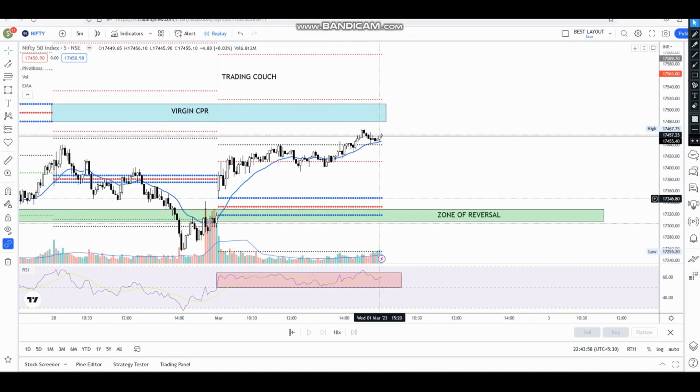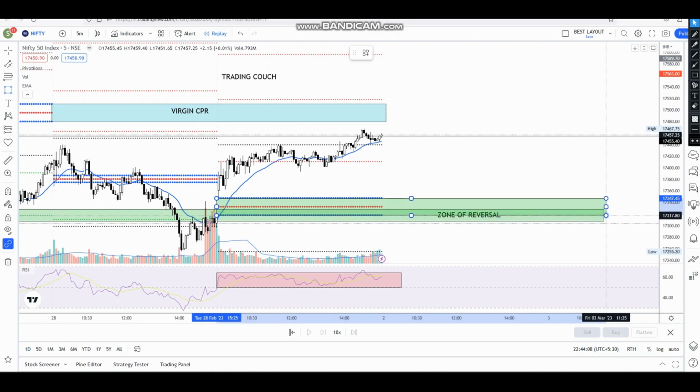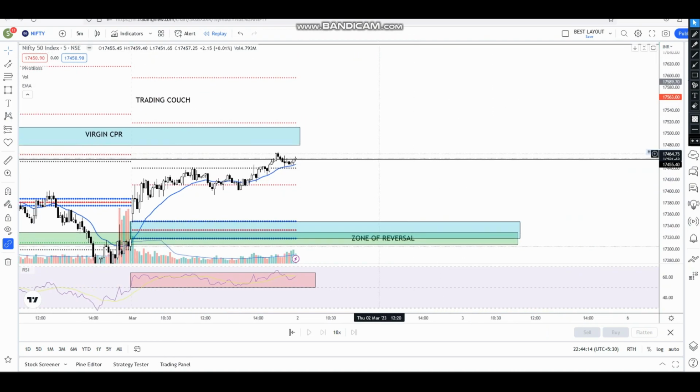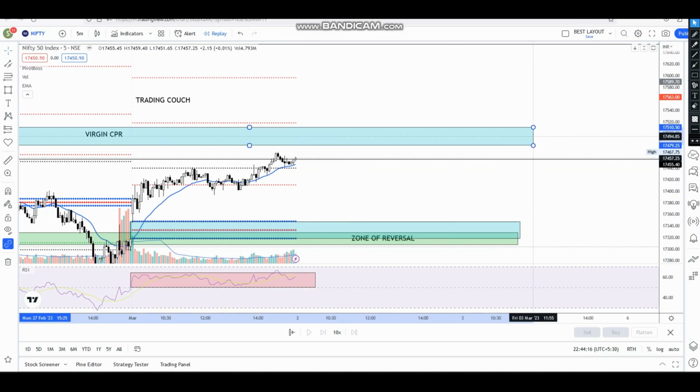Then the next thing is, there is once again a confluence of 3-4 zones. So this all the more makes it an important zone. One is the gap area as well as the virgin CPR. We put it in blue, and we have one more virgin CPR which is yet to be tested.